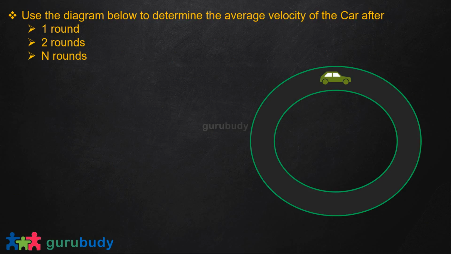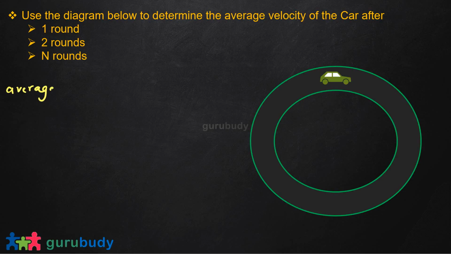So the third problem, they are again given a diagram to us like in the previous problem. तो अभी इसमें क्या है कि एक कार जो है राउंड ट्रैक में ट्रैवल कर रही है, and they are asking us to calculate the average velocity of the car after the car has completed 1 round, or 2 rounds, or n rounds. Now this is a tricky one, right? But it's pretty simple if you think about it.